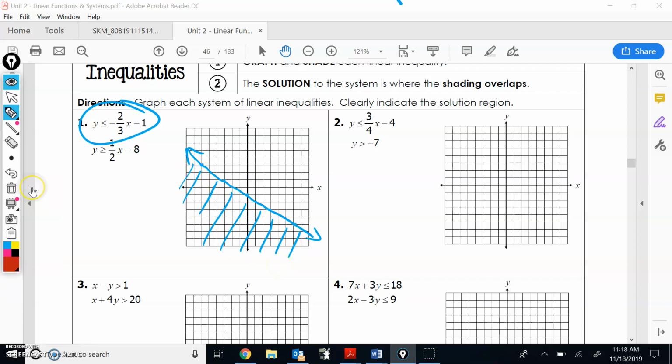The other graph starts at -8 on the y-axis, all the way down here. It's an up 1 over 2 slope, and it is also solid. But for this line, we are shading above.